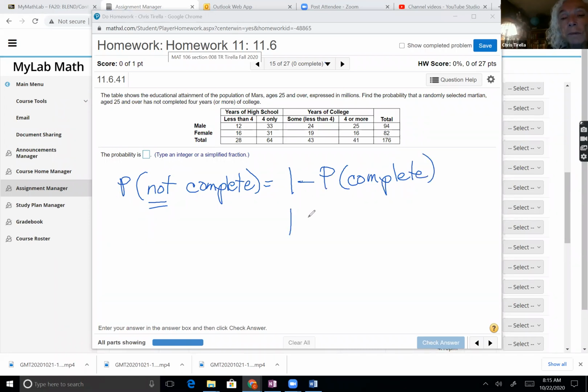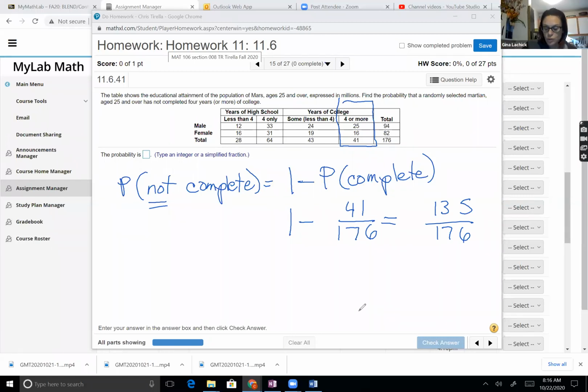And so what's the probability that somebody did complete 4 years or more of college? 4 years or more of college is over here, and we're not worried about whether it's male or female. We're just worried about everybody. So that's 41 over 176. And then when I do that subtraction, I get 135 over 176.